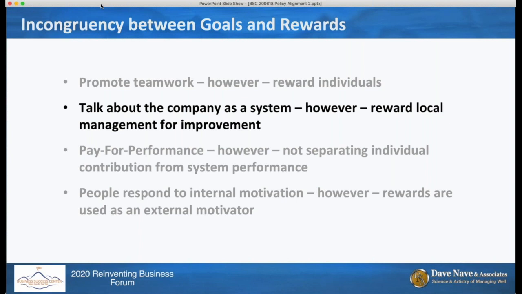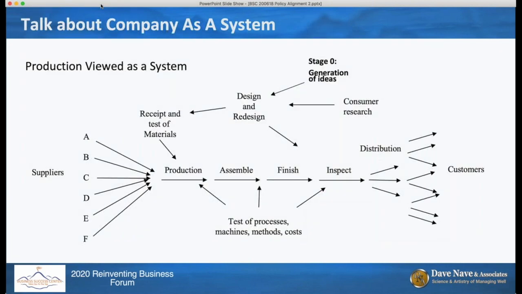In our case, a system is defined as a collection of interdependent components working towards a common aim. So how does that look in an organization? In this case, it's a little diagram. They call it a flow diagram. But in this case, we're going to talk about production viewed as a system. And the system must be managed. It will not manage itself.